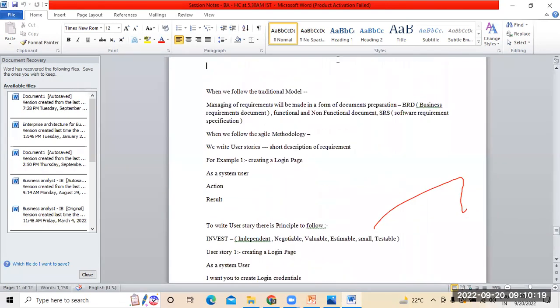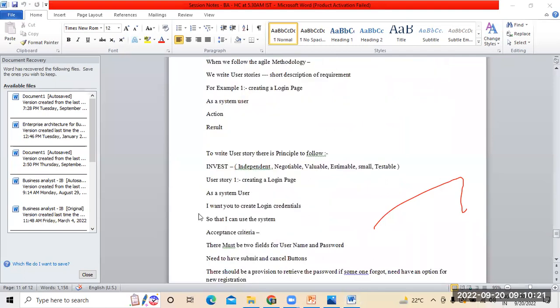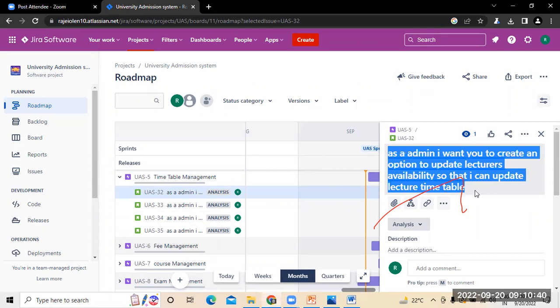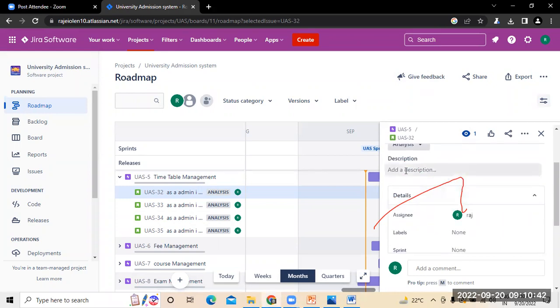Yeah, you can see here. There is a procedure, as I told you, to write a user story, which I have shown you, followed by acceptance criteria. The same thing we do on JIRA. So here we have to write down the user story, followed by this, here you have to write the acceptance criteria.